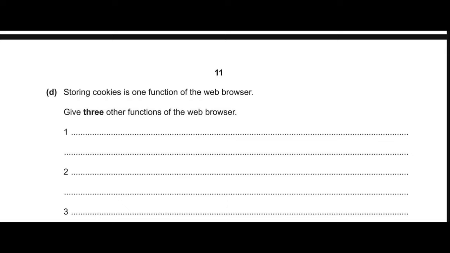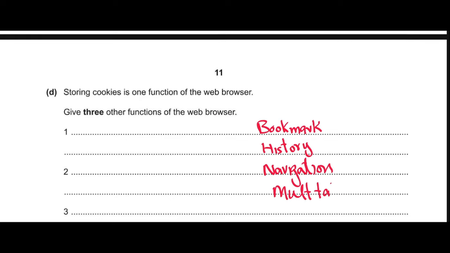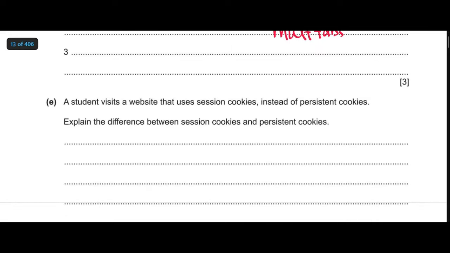Give three other functions of the web browser. Okay, so you can think of storing bookmarks. It has the bookmarks. And it stores the browsing history, and also provides navigation buttons. Okay, and also, yeah, I think these are the three that you can use. Also multi-tabs. Yeah, so these are some of the options.